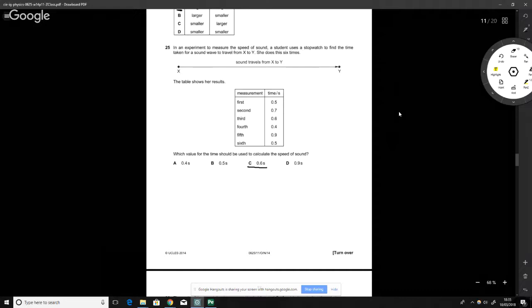All right, in an experiment to measure the speed of sound, a student uses a stopwatch to find the time taken for a sound wave to travel from X to Y. She does this 6 times. The table shows the results. Which value for the time should be used to calculate the speed?